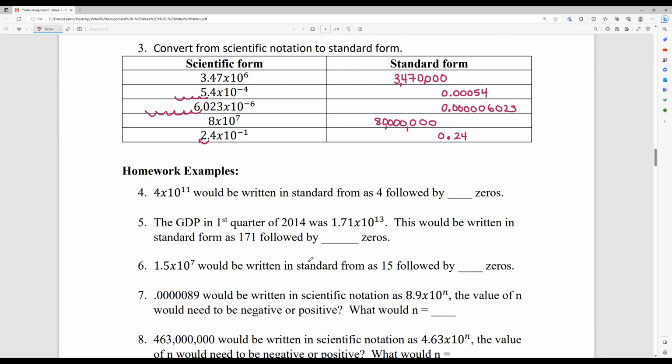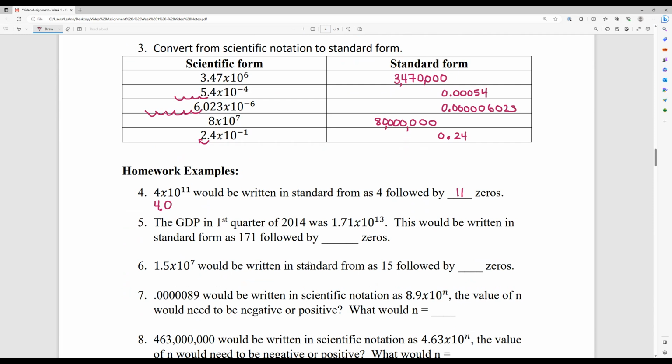Okay. Now, some questions that might come up in your homework examples. These are specific ones that they're asking for concept checks. 4 times 10 to the 11th would be written in standard form as 4 followed by how many zeros? Well, because it's a 4.0, if we start moving to the right 11 times, we are going to be adding 11 zeros. This one is the first one where we'll be adding all of them. So we will be adding 11 zeros.